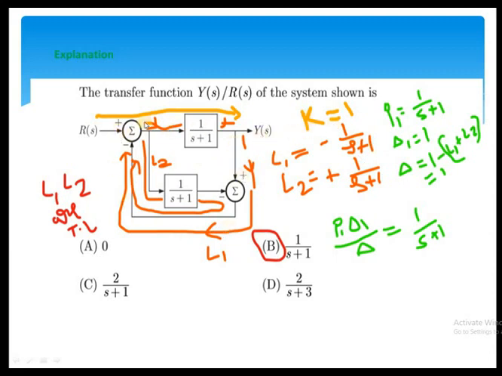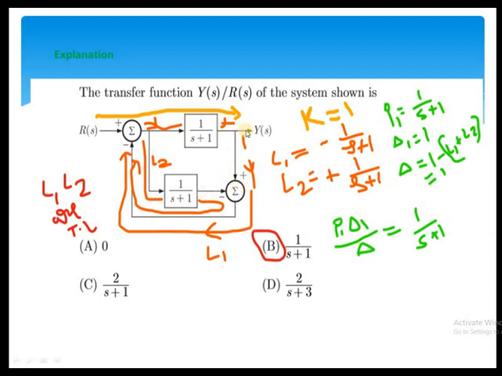In this question, only one forward path is possible. The signal travels from input to output only in one direction. If you consider R(s) as input and Y(s) as output, the signal travels from R(s) to Y(s) through the 1/(s+1) gain block. If you consider the bottom 1/(s+1), the signal will travel up to the summing point. After the summing point, the signal will not travel to Y(s). It is coming back to the R(s) summing point. That's why it is not a forward path.